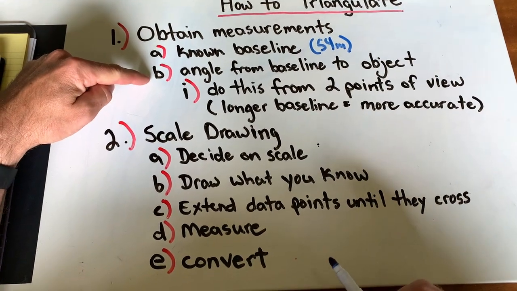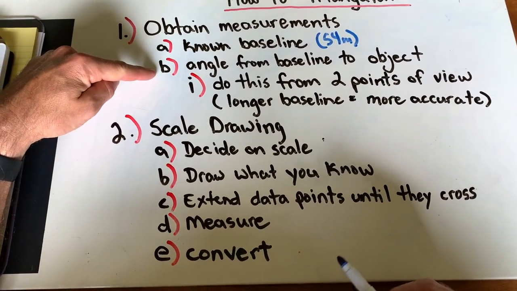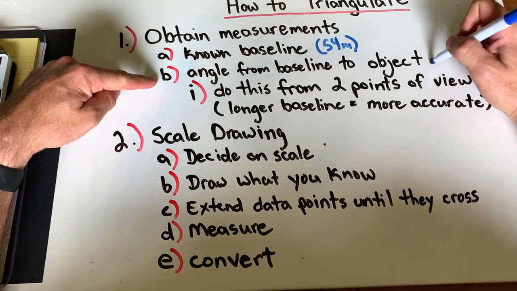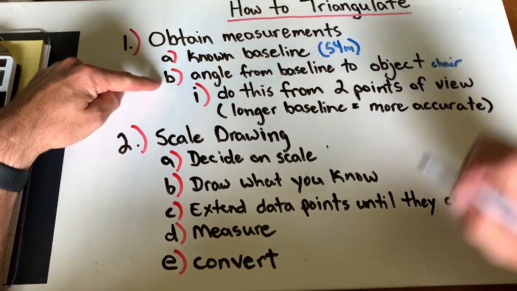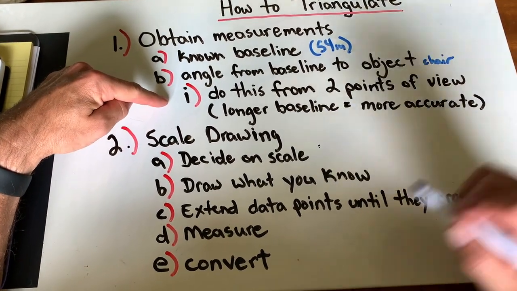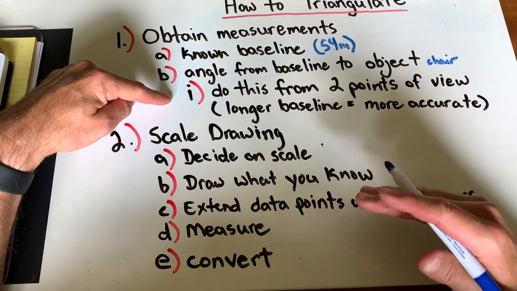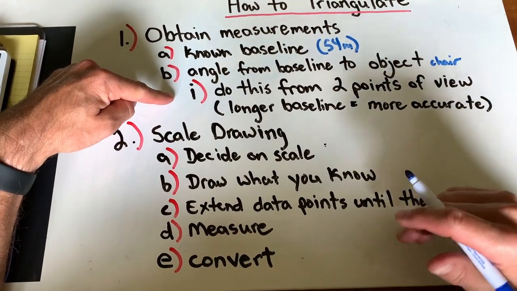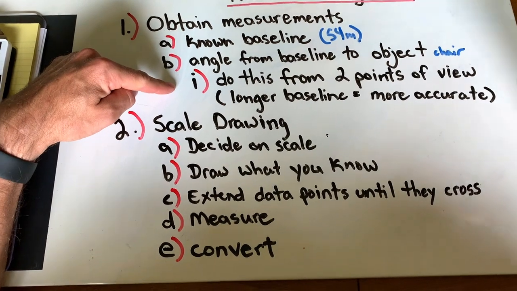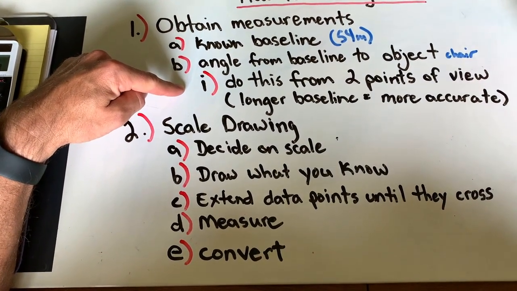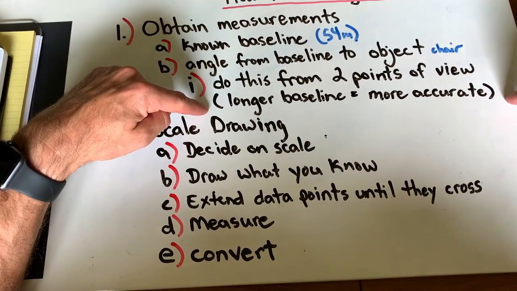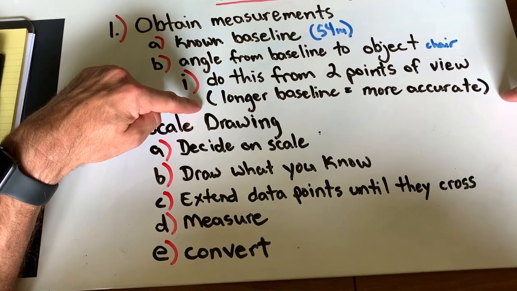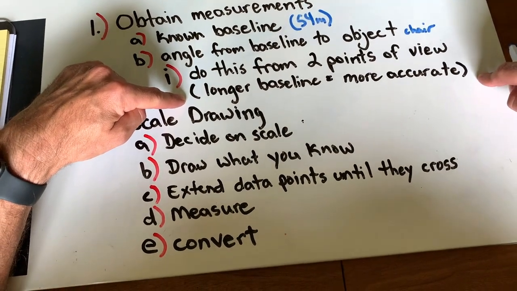Following that, I need to know the angle from the baseline to the object of interest, which was the chair. I need to do this from 2 points of view, A and B. And remember, the difference in the backgrounds is called parallax, and that is what we are using to determine the distance to the object. The longer the baseline I have, the more accurate my measurements are going to be.